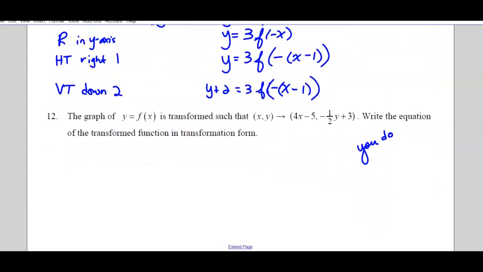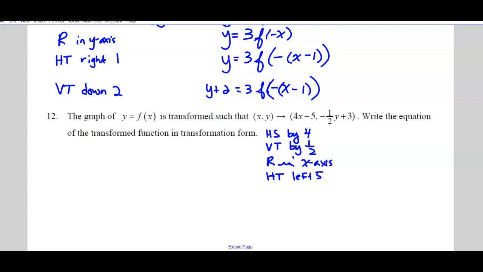We did 11. Let's do 12. It says the graph of f of x is transformed according to that mapping notation and show it in transformation form. Okay, so what's happened here? Look for the stretches. So horizontal stretch by 4. It's not asking you for the formal description, so I'm just using the short form. Vertical stretch by a half. Reflection in, so you're changing the sign of y, which is reflection in the x-axis. Then you can do a horizontal translation. You're subtracting 5, so that's left 5. And vertical translation, up 3.